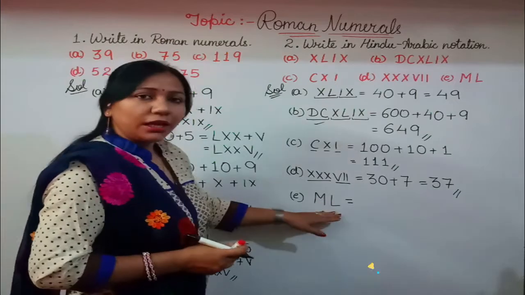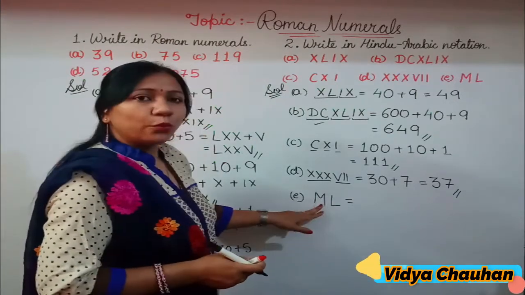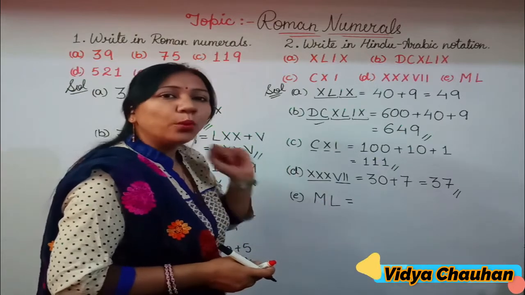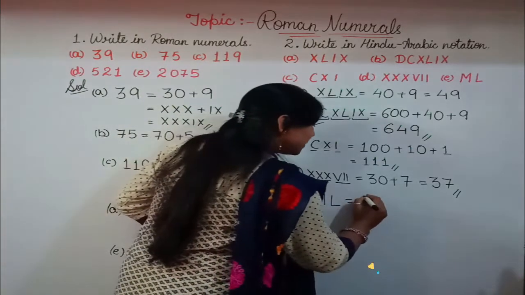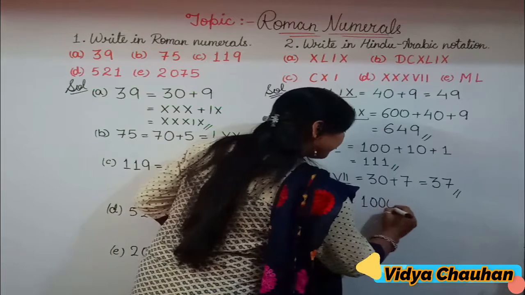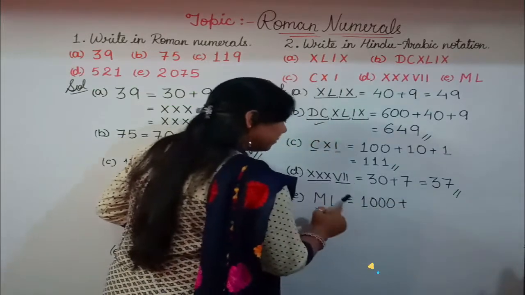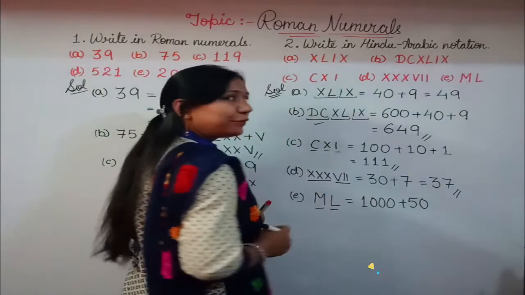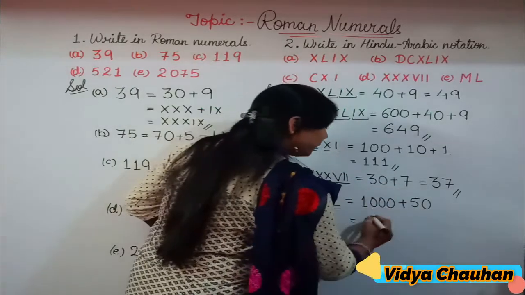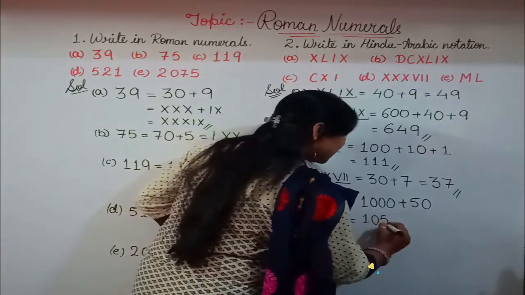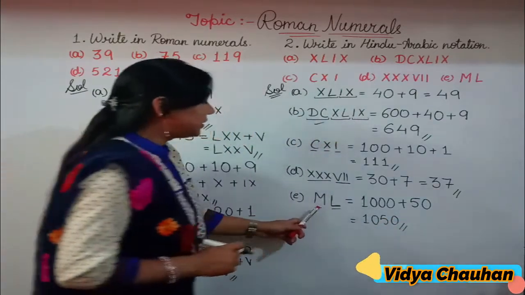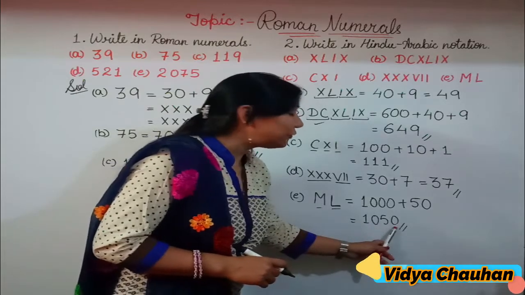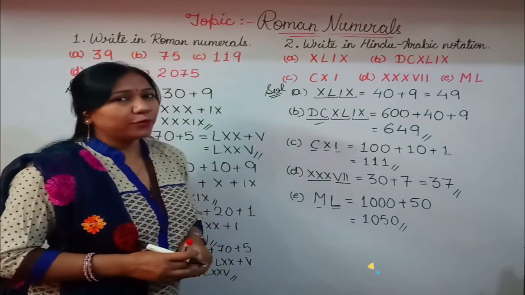Okay students, taking the last part, which is ML. You have to write the Hindu Arabic form for ML. What is the symbol M representing? M represents 1000. Plus, what is the symbolic form for L? 50. Now, adding 1000 with 50, we get 1050. It means this Roman numeral ML is actually representing 1050 in its Hindu Arabic form.